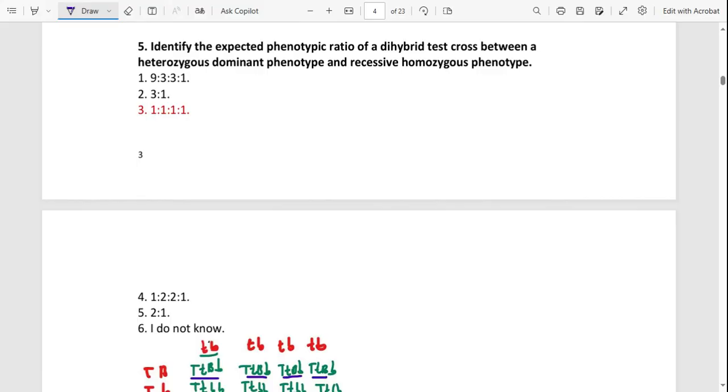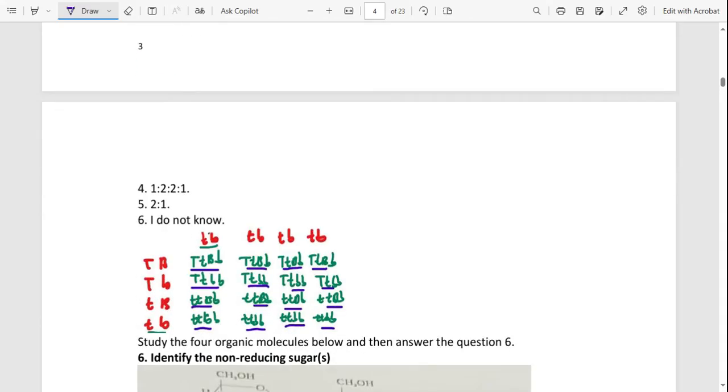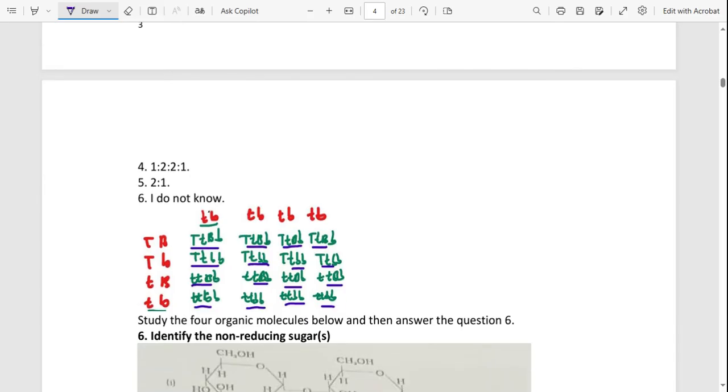Identify the expected phenotypic ratio of a dihybrid test cross between a heterozygous dominant phenotype and a recessive homozygous phenotype. Remember, this is a dihybrid. So in a dihybrid, you are talking about two traits. Let's say, for example, we're comparing someone who is tall, and you're not just talking about being tall, you're also comparing, say, eye color.